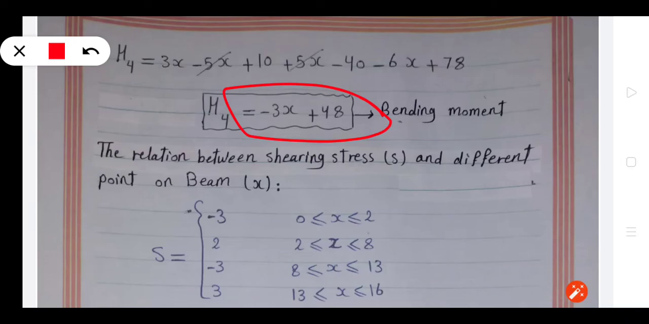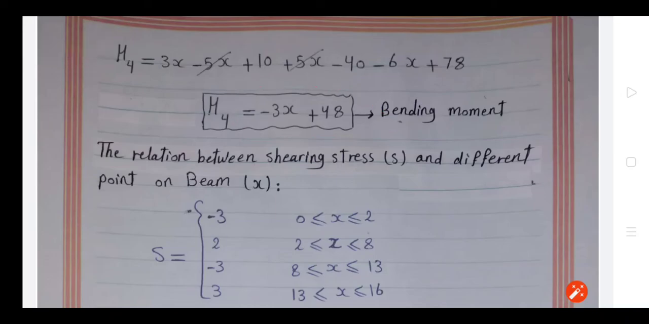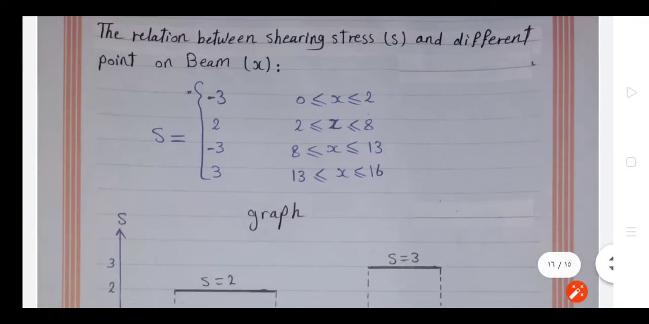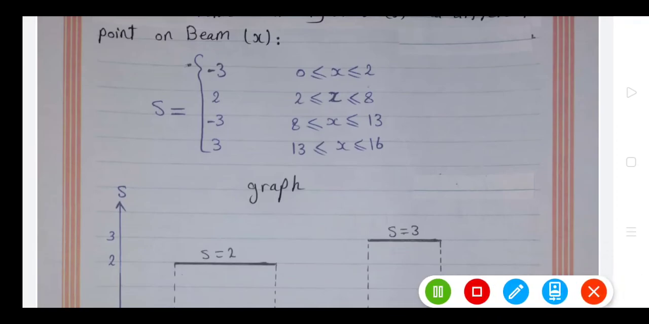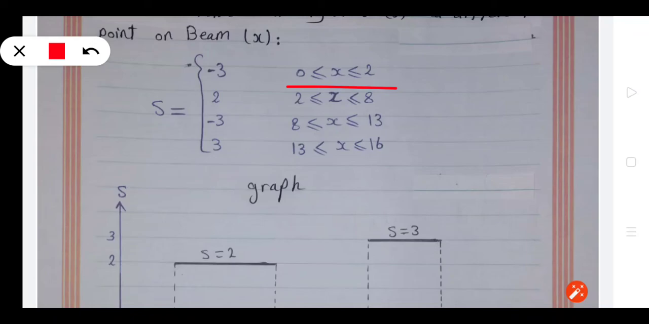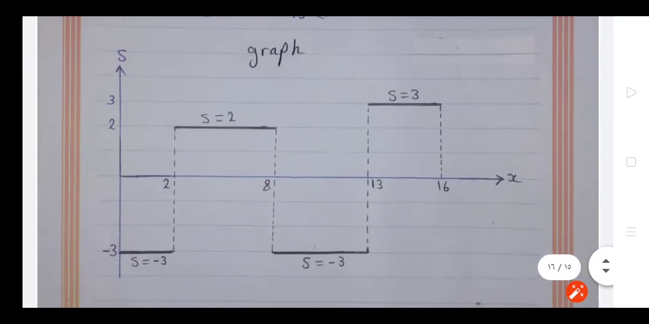Now we should write the relation between shearing stress S and different points X on the beam. That means that S1, S2, S3, S4, which is fixed, will be represented by a line parallel to X axis in the opposite interval. From 0 to 2 is negative 3, and 2 to 8 is 2, and from 8 to 13 is negative 3, and from 13 to 16 is 3.